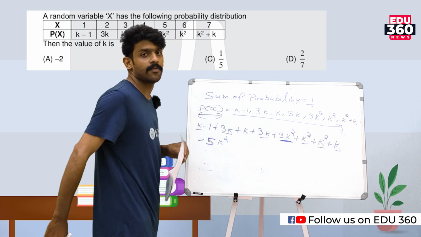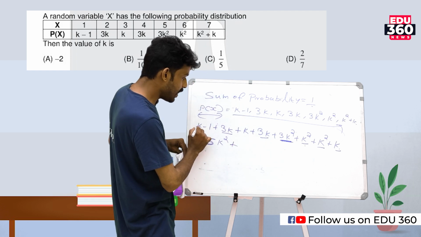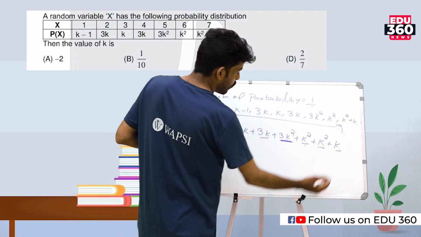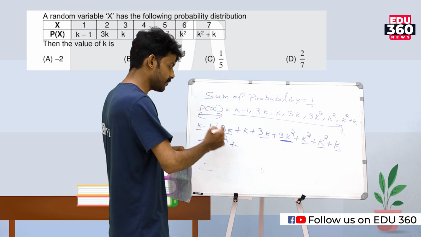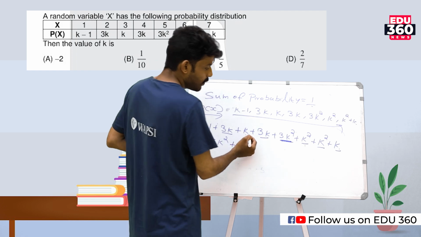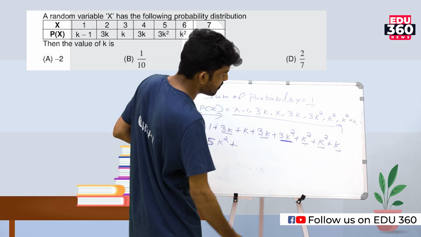So we can write the next step as 5k square, plus here, look at here, k, 3k. So again k. So the next step we can write it as, that means 1, 4, 5, 5, 8, 9, 8, 9.